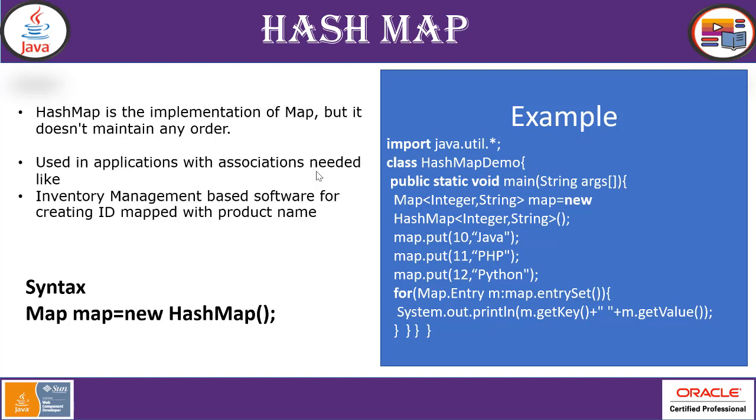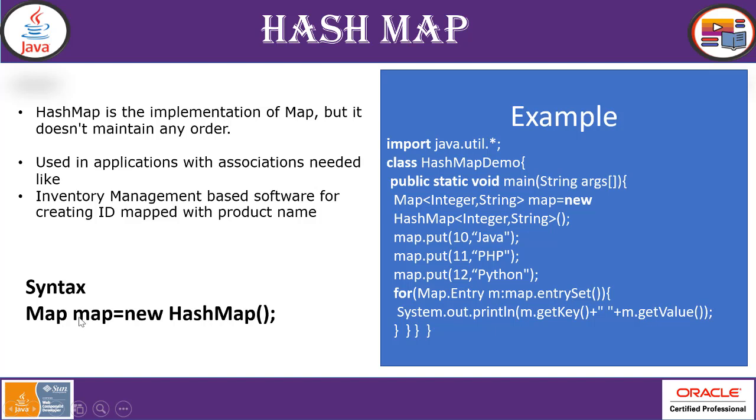Used in applications with association needed, like inventory management software for creating an ID map with product name. This doesn't need much security. It depends on what type of application you want to use in your data structure, and based on that, we use our collection framework. So when we have to have the ID mapped with a product name, that's the best place to use the hash map.